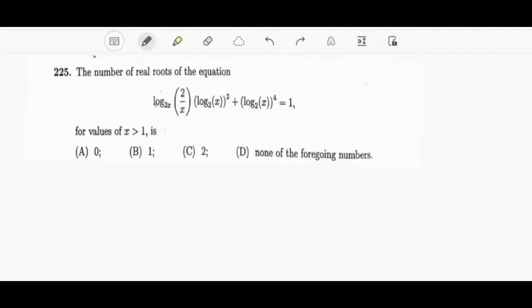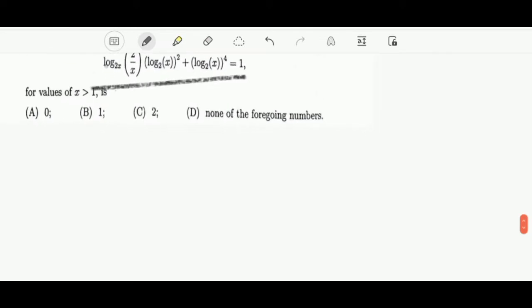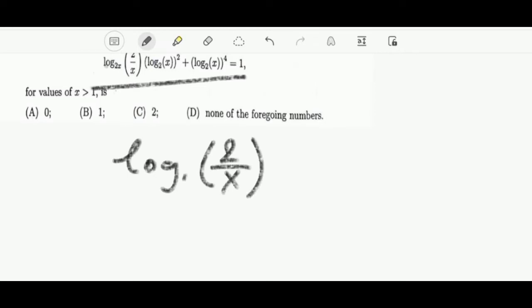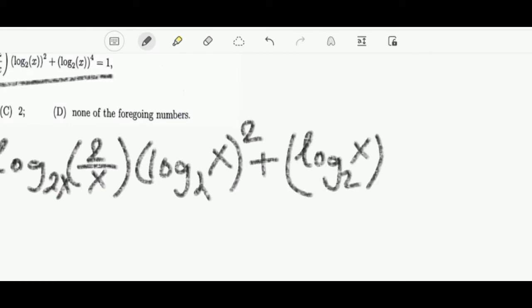Here we have a nice algebra problem, and we are given a logarithmic equation, and we have to find the number of real roots for which x is greater than 1. Let's start with this equation, which is log 2/x at base 2x multiplied by log x at base 2 whole square plus log x at base 2 whole power 4 equals 1.